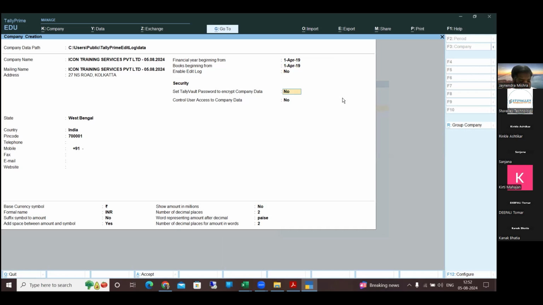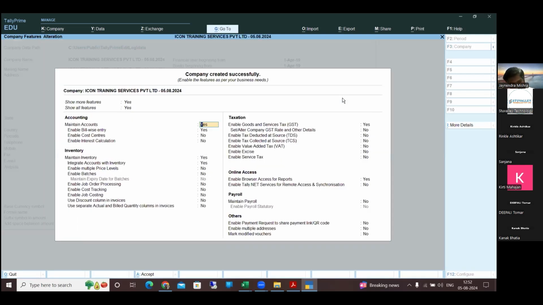Enter. Either you can keep on pressing Enter or you can use the shortcut key to save. Control A. Control A is for save. These are features, friends. Whenever we purchase any phone, we decide the features. So this is in features. Maintain accounts, yes.